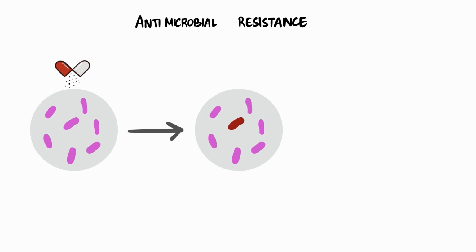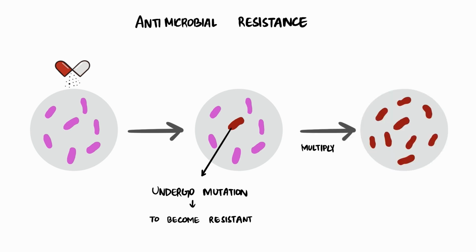In simple words, bacteria, like human beings, try to survive. So when they're exposed to drugs that are meant to kill them, then over time they undergo mutation so that they become resistant to these drugs. These resistant bacteria start to multiply and form more antibiotic-resistant bacteria.